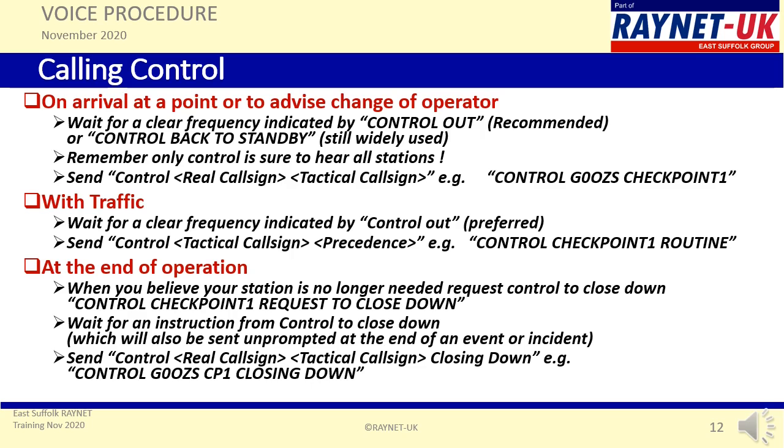At the end of operation, when you believe your station is no longer needed, request control for permission to close down. Control checkpoint 1 request to close down. Wait for an instruction from control to actually close down. This will also be sent unprompted by control at the end of an event or incident when everyone can go home. When control has said you can close down, send control, your real call sign, your tactical call sign, and closing down. So control G0ZS checkpoint 1 closing down.